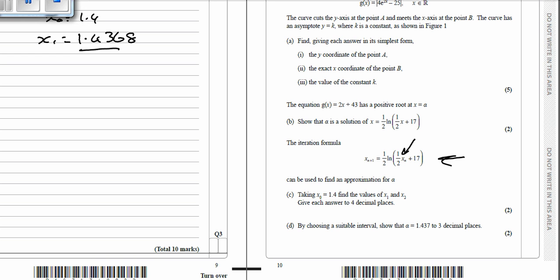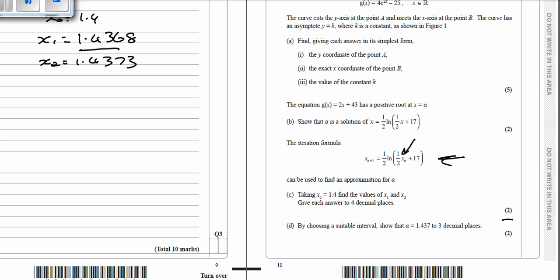Now you don't put this into your equation, you put the whole thing into your equation. So if you do that again, you should get x2 equaling 1.4373. And that's it. So that's your answer to this one.